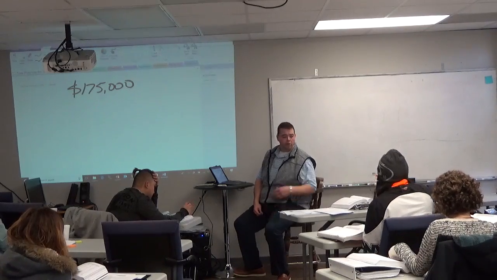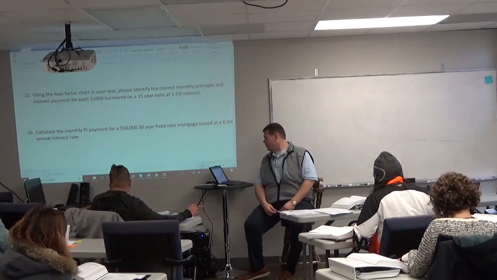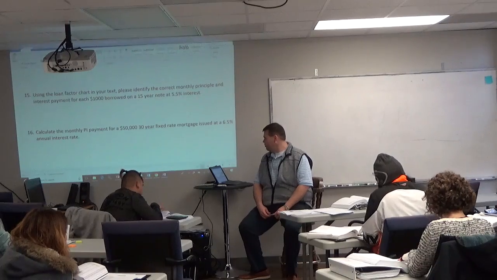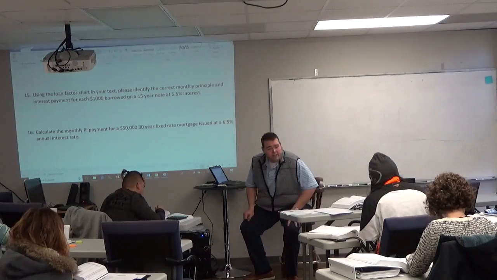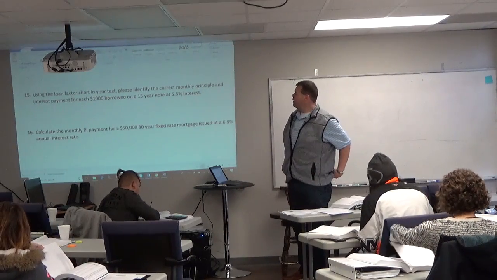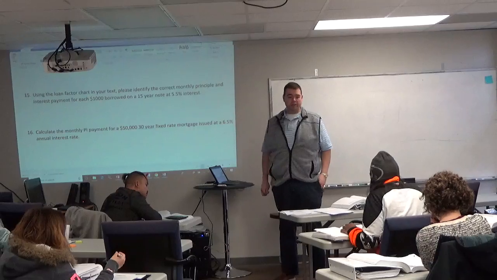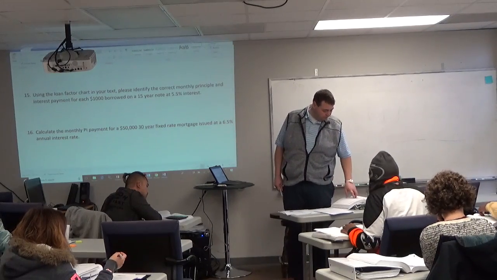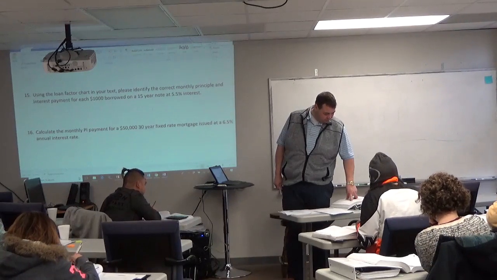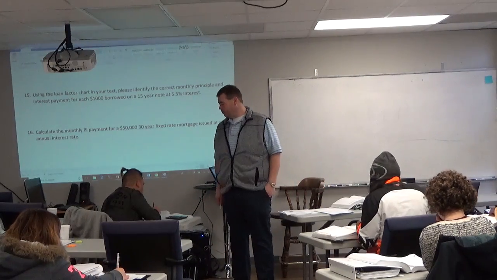Does that make sense for everybody? So look at that worksheet again. That number 15. It says, using the loan factor chart in your textbook, please identify the correct monthly principal and interest payment for each $1,000 borrowed on a 15-year note at 5.5% interest. Take just a second and write that down. I'm going to walk around and look. So it wants you to identify the loan factor, so the PI payment, for every $1,000 borrowed on a 15-year note at 5.5% interest. So I want you to write down the correct loan factor.